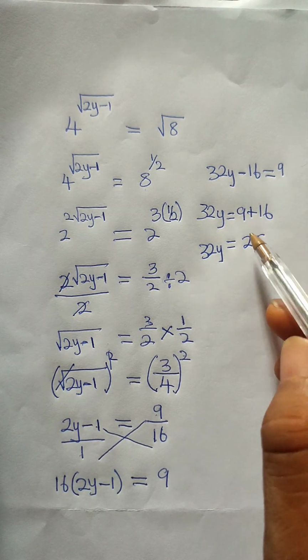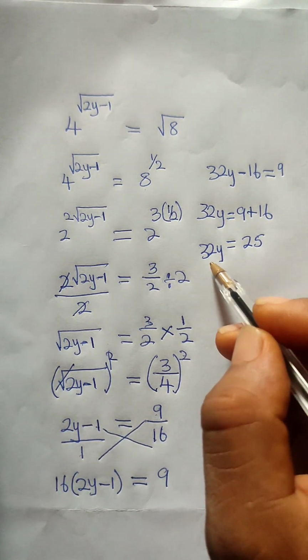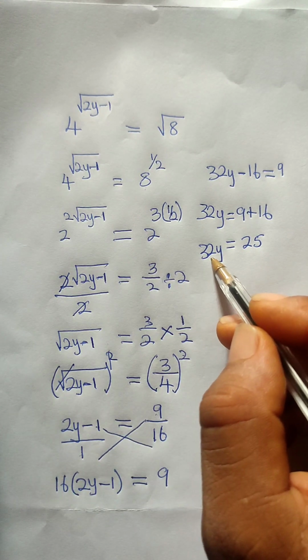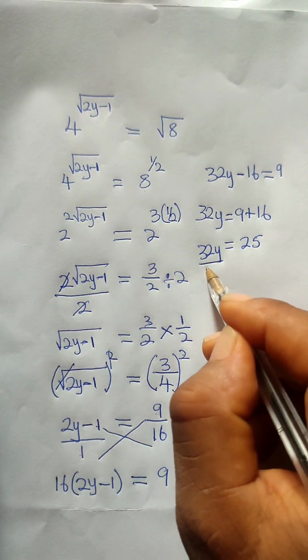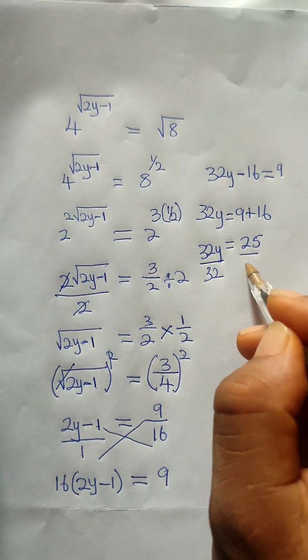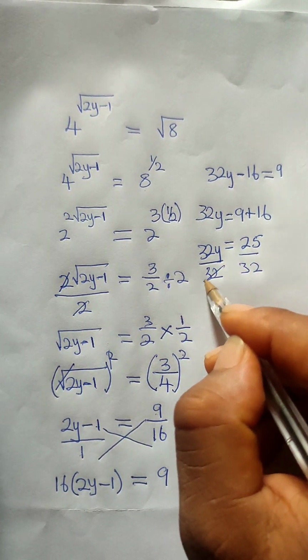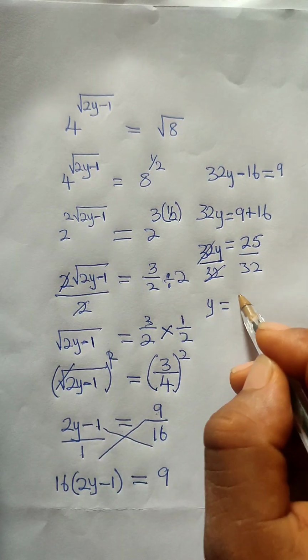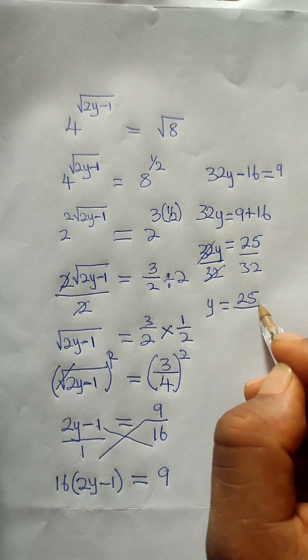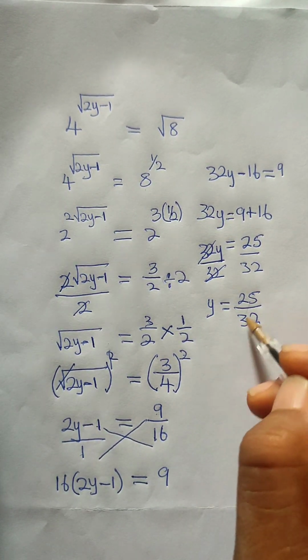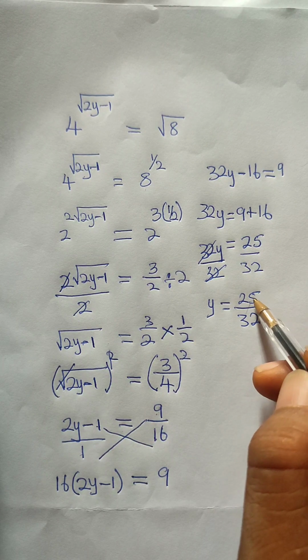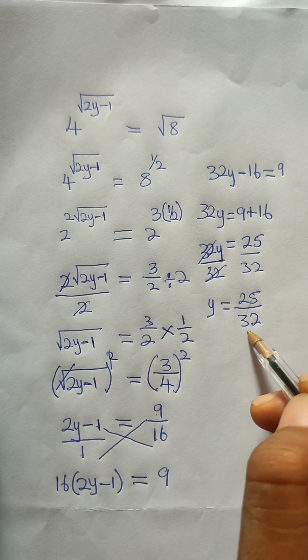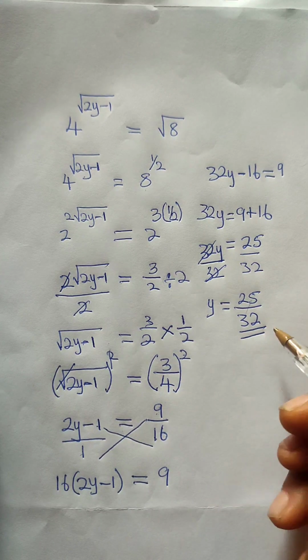And to get the value of y finally, we shall divide both sides by 32. So this will be divided by 32, and this will be divided by 32. So that 32 will divide itself, and y will be 25 divided by 32. There is no common factor that can divide 25 and 32, so we can leave the answer like this.